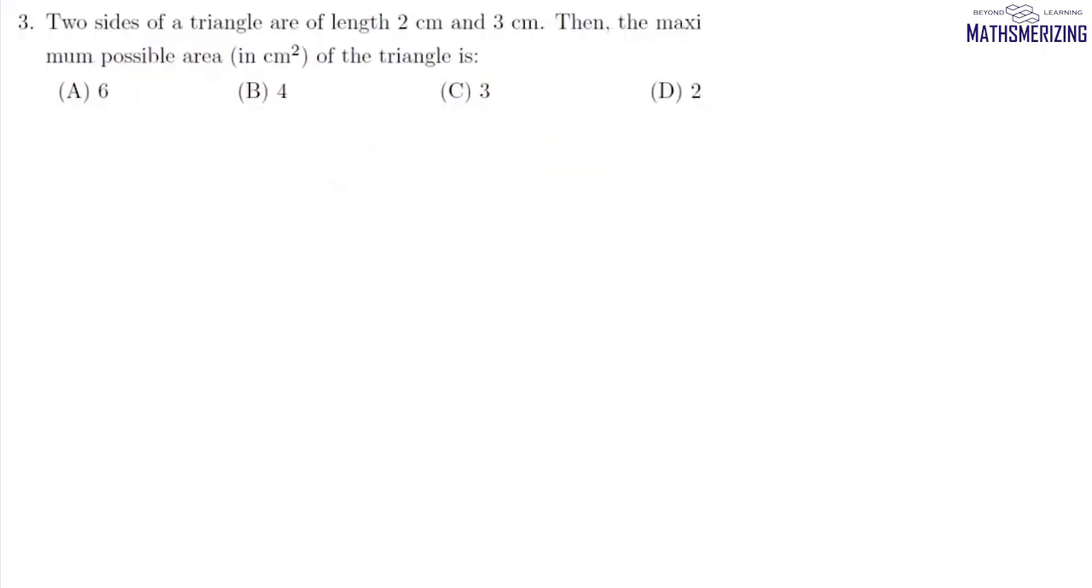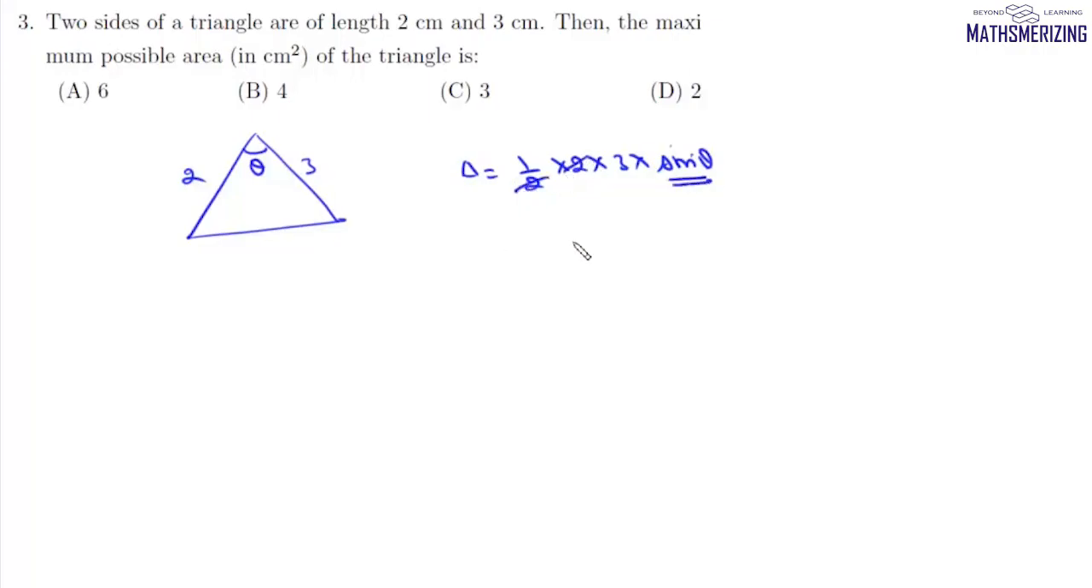Now question number 3 again is very simple. It says two sides of a triangle are of length 2 centimeter and 3 centimeter. Now let the angle between these two sides be theta. Then we know that area of this triangle is given by half ab sine C. So it will be 1 by 2 into 2 into 3 into sine theta. We can cancel this 2 with 2. Now the maximum value of sine theta is 1. So the maximum value of this area will be simply 3 square units, and that's your option C.